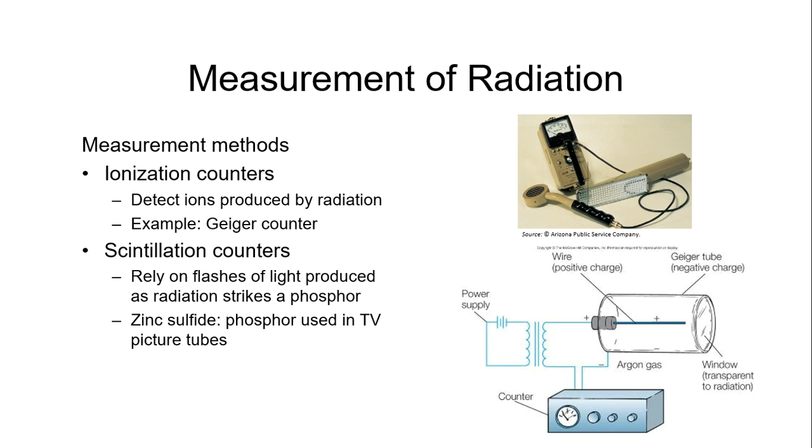Now, how do you measure radiation? Well, there are different methods of measuring radiation. One is the ionization counter. This detects the ions that are produced by radioactive decay. Now, this is probably one of the more common methods. A great example of a method to detect ionization from radioactive decay is the Geiger counter.